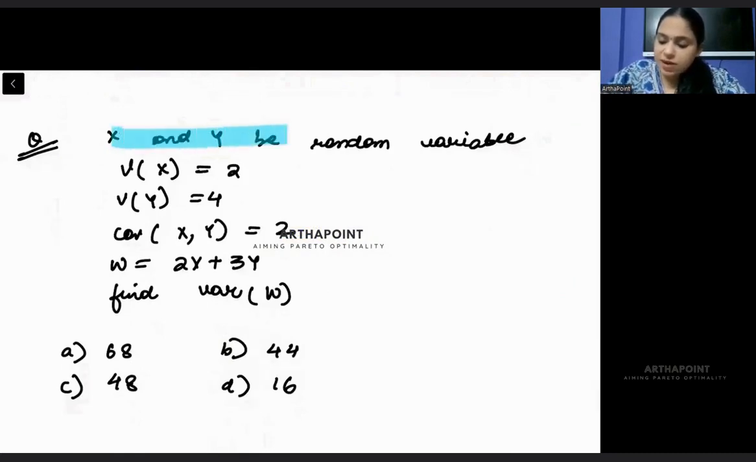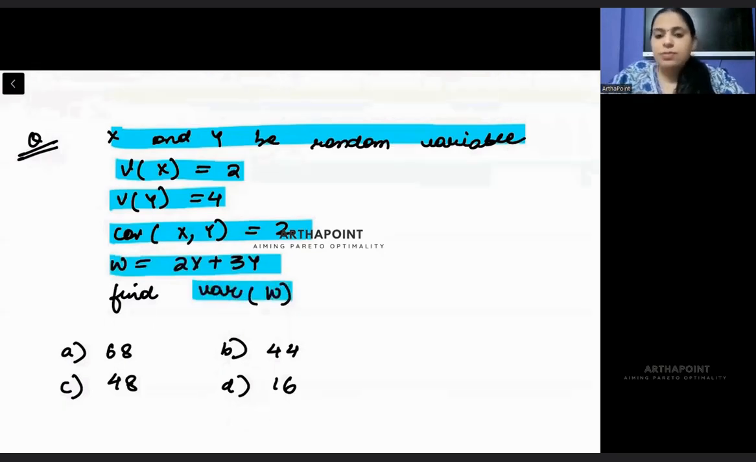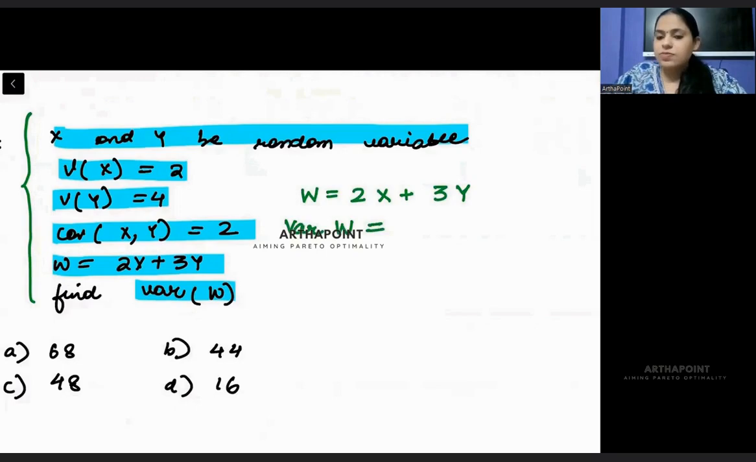It says X and Y are random variables, and the variance of X is 2 and of Y is 4, and the covariance is 2. And W is given as 2X plus 3Y. Then the variance of W will be... again, pause your screen for a second. Try to do this question yourself, then I will do it. So you are given W is equal to 2X plus 3Y. You need to find the variance of W.